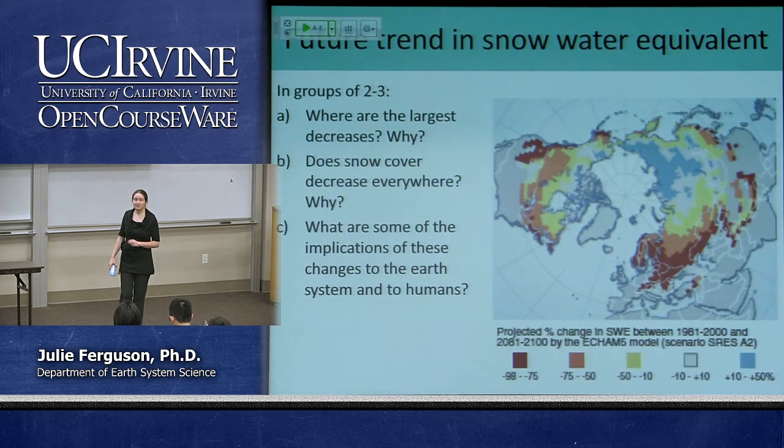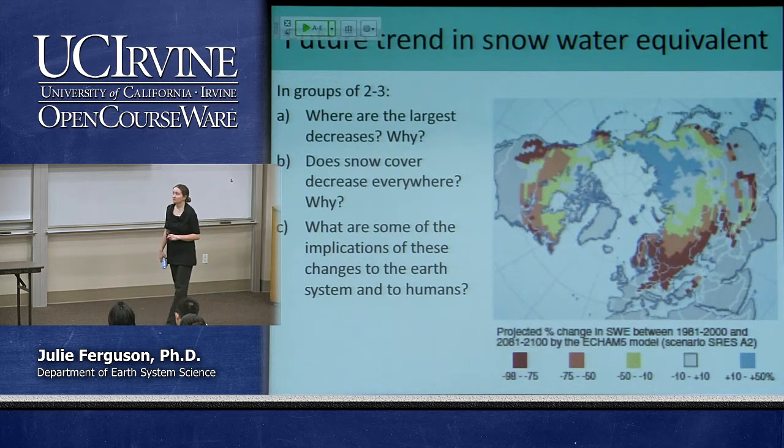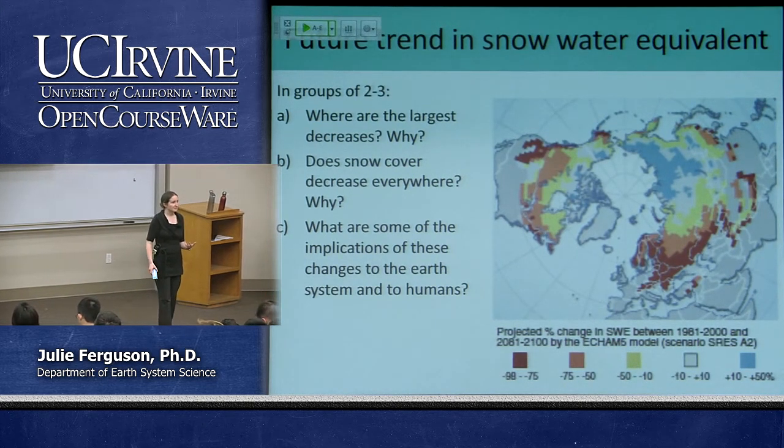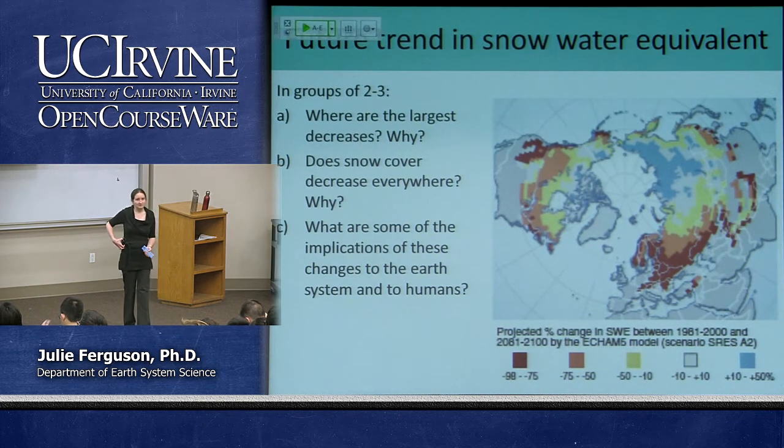Does snow cover decrease everywhere? If not, why? And what are some of the implications? Think about what this might mean for some of the people and also the ecosystems. So the TAs are around, so they'll stand up and wander around, I'll wander around. So 2 or 3 minutes to think about this.